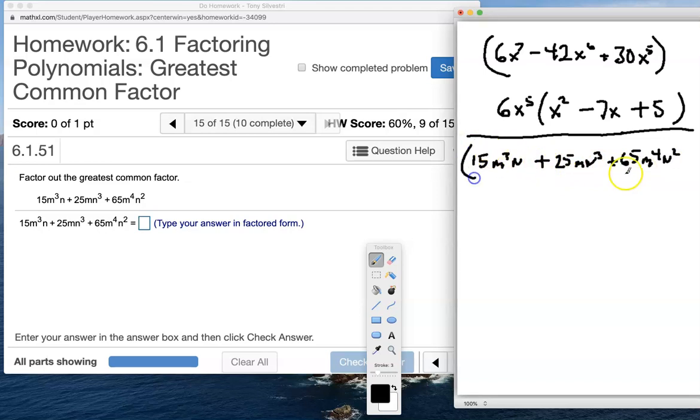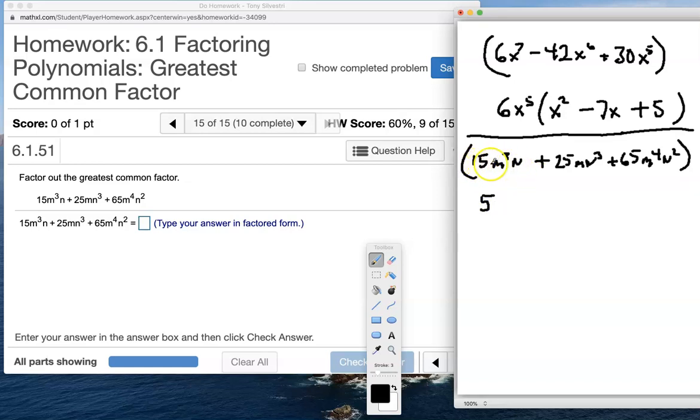That's one big bundle, because pluses and minuses bind terms together into one unit. One indivisible atomic unit. This unit has 1, 2, 3 terms because the pluses and minuses separate terms. So take a look at those separate terms. Take a look at the numbers. What is the biggest number that goes into 15, 25, and 65? I think it's 5. 5 for sure. We'll see what happens.